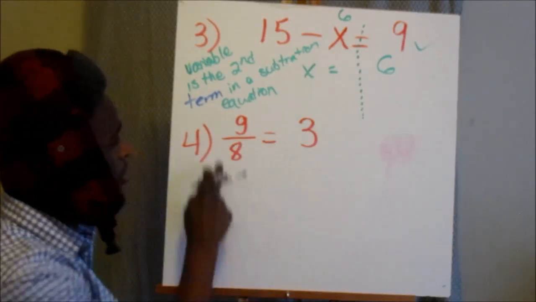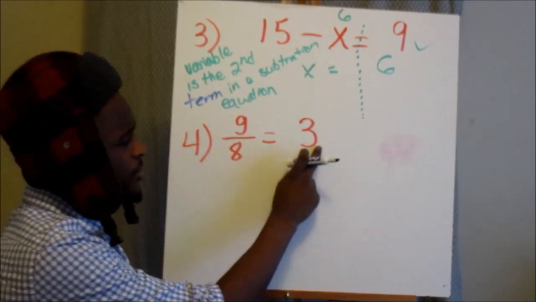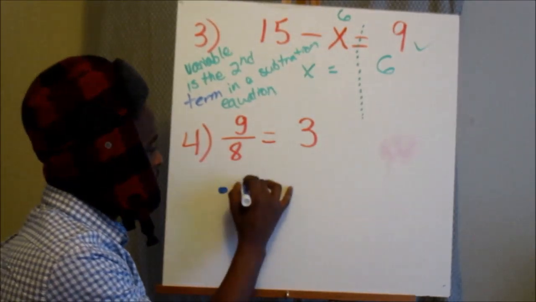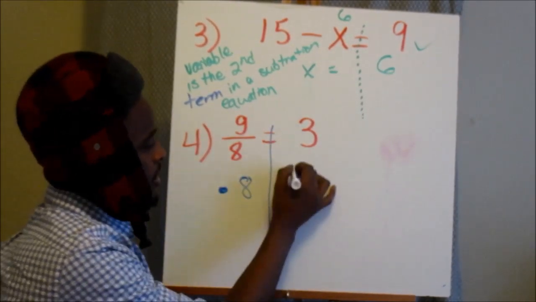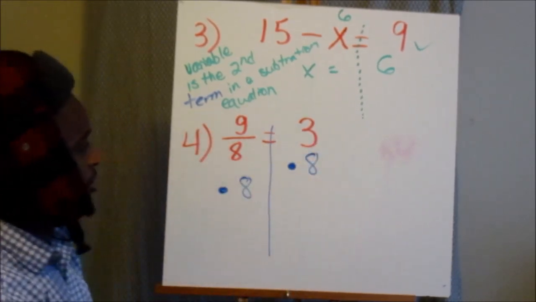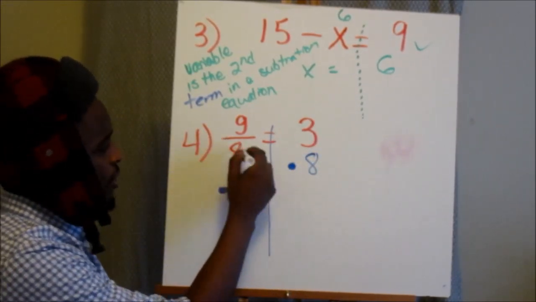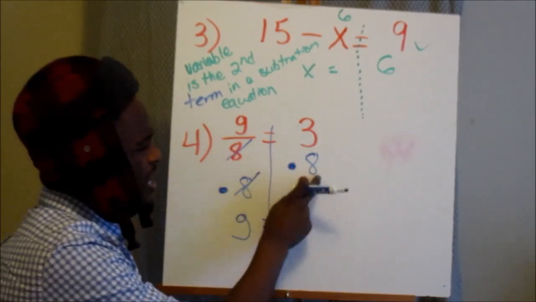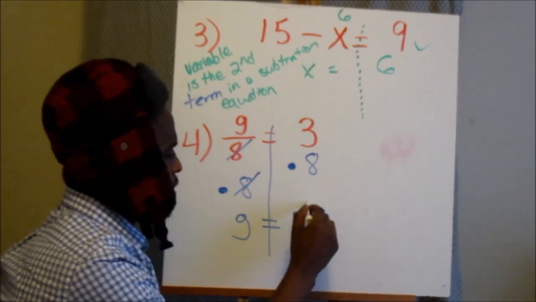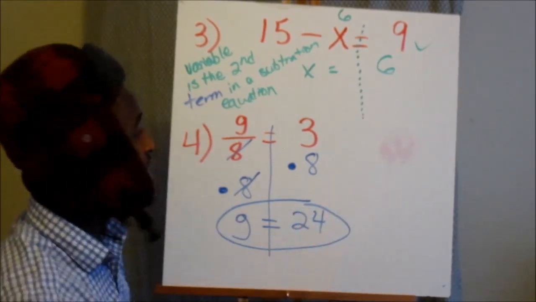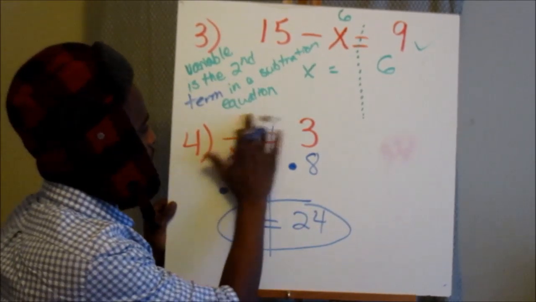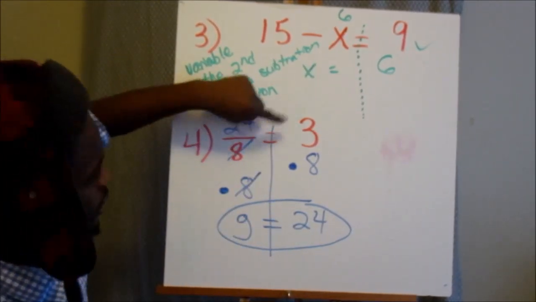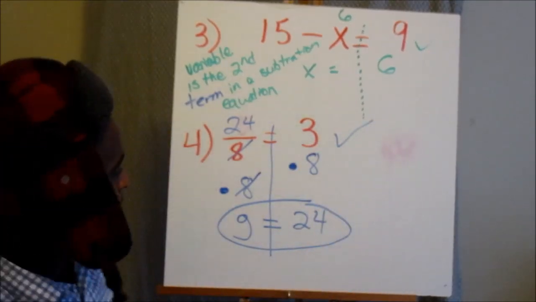Alright, looking at number 4, g divided by 8 equals 3. The opposite of division is multiplication. So I would multiply 8 to both sides of my equation. And so that'll cancel out my 8's. And I would have g equals 3 times 8 is 24. I can always go back to substitute. Instead of putting g, I'll put 24. 24 divided by 8 equals 3. It does check out.